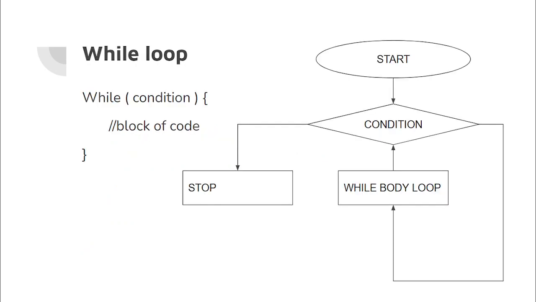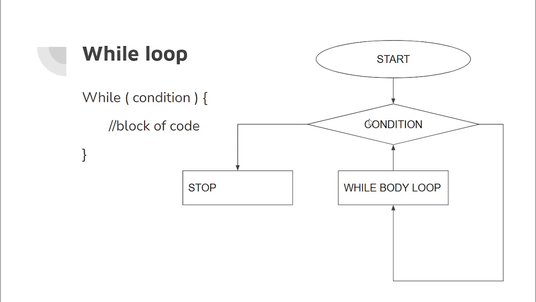Now let us move to the while loop. This is the basic syntax of the while loop. While loop is actually simpler than for loop, because the basic thing here is that once the condition is true, the block of code will be run, or else it will be left out. So this is the main syntax of the while loop. It is much easier than for loop.